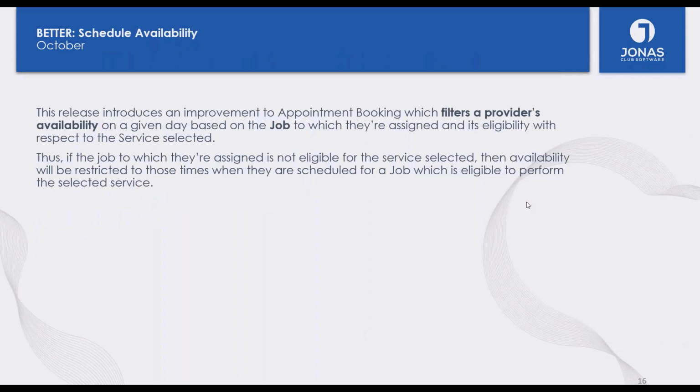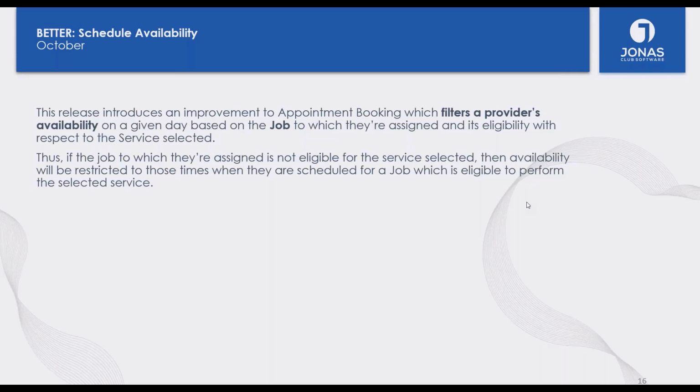In addition to that, we added a modification to schedule availability, which makes it a little easier for members to use, in that if a given provider is working multiple jobs on a given day, the schedule availability will reflect their availability based on the service that's selected. So if a given job cannot perform a given service and you've selected that service in viewing a provider's schedule, then the times when they're working that job that can't provide it will show as unavailable, whereas the times where they're working the job that can provide it will show as available.